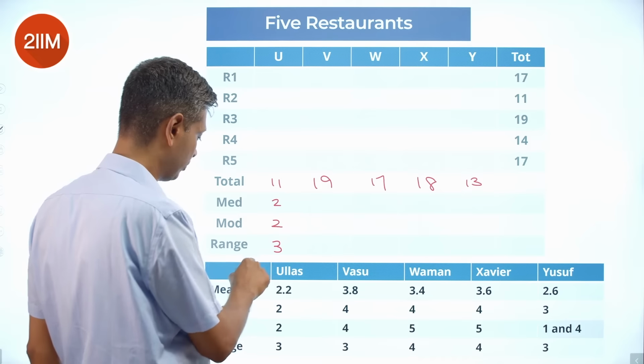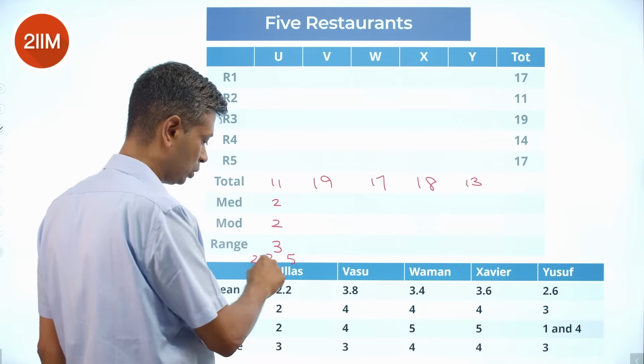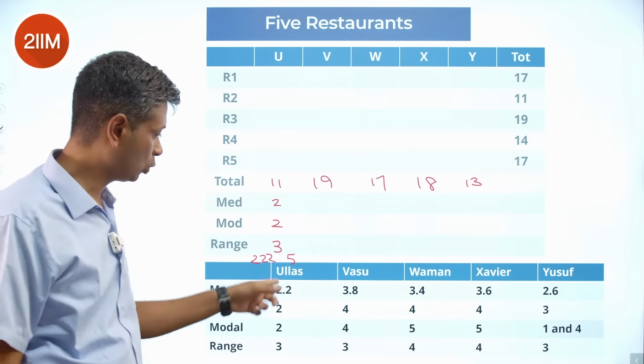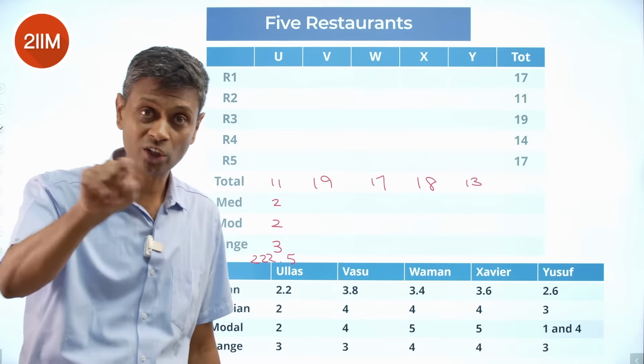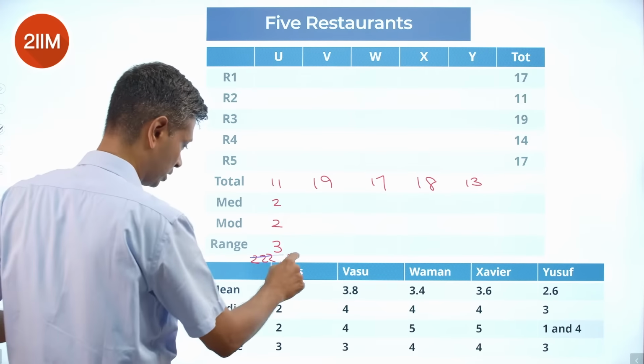Suppose, hypothetically, I had 2, 2, 2. Then the highest one should be 5. 2, 2, 2, 5 and some number in between. 2, 2, 2 and 5 adds up to 11. There's no room to include something here. This is not the scenario. So I'm going to say, hey, this one didn't work.